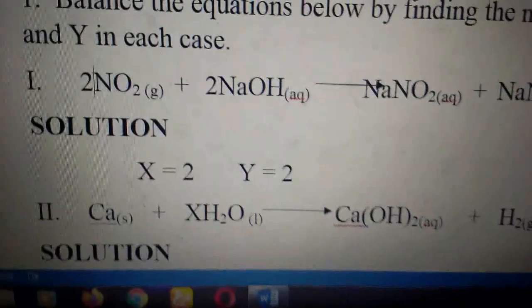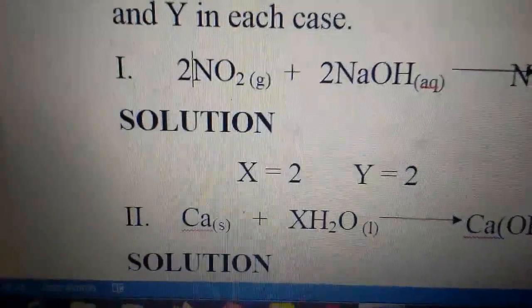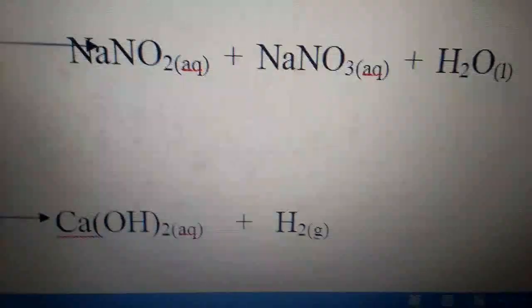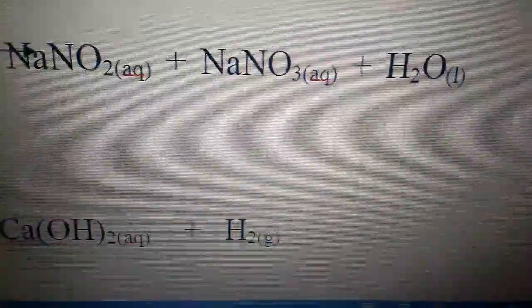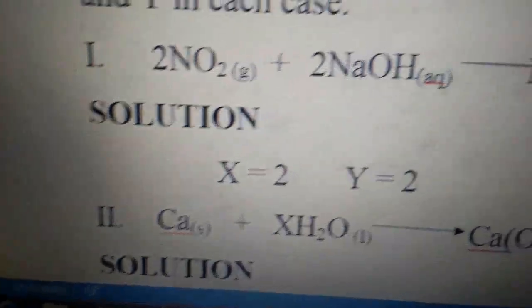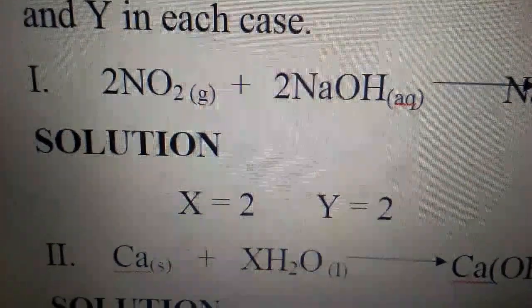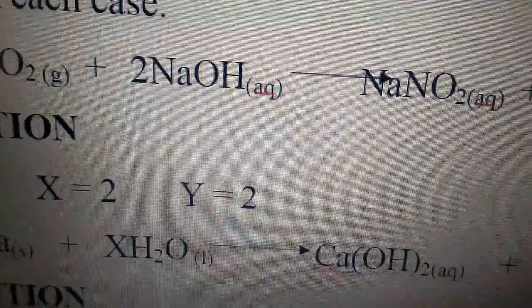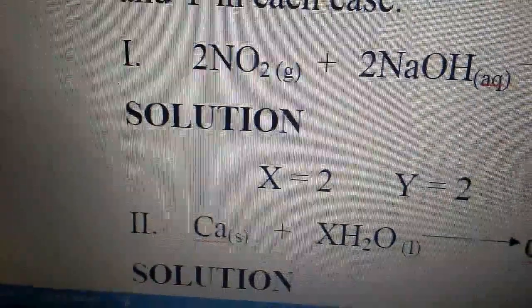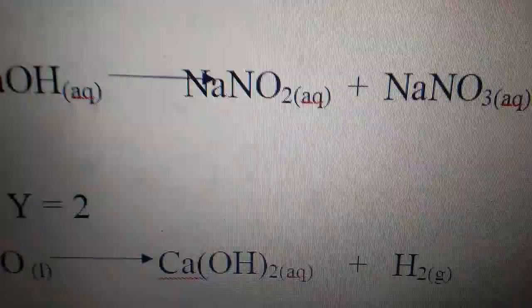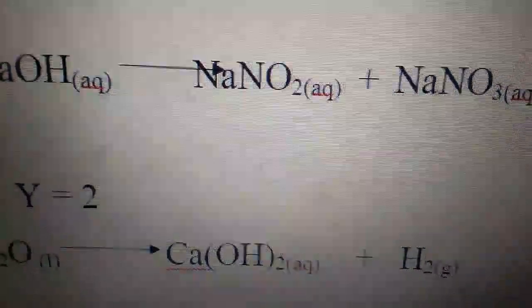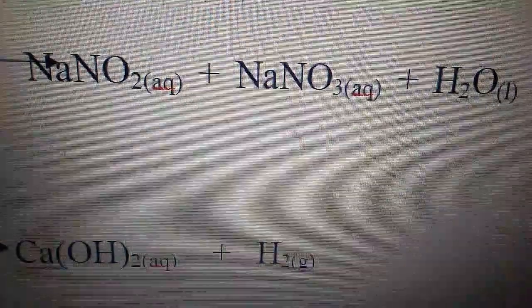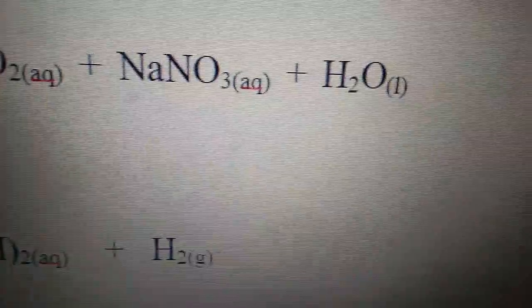So to confirm our answer, let's cross check again. Nitrogen is 2 on this side. On this side, in the first compound, NaNO2, nitrogen is 1. NaNO3, nitrogen is another one, making it 2. Then we'll go to oxygen on this side. 2 times NO2, 2 times 2 is 4. In NaOH, 2 times 1 is 2. So 2 plus 2 gives you 4 oxygen on the left hand side. On the right hand side, in NaNO2, oxygen is 2. In NaNO3, oxygen is 3.